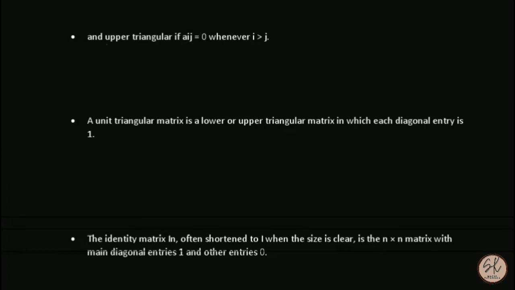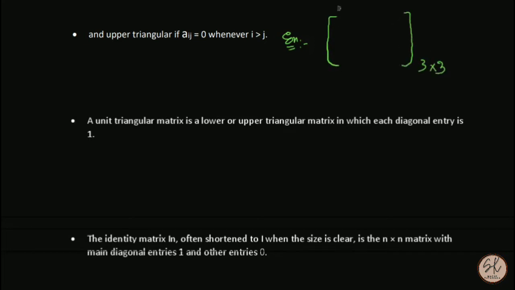The next type of matrix is the upper triangular matrix. Here Aij is equal to 0 whenever i is greater than j. For example, if I take a 3 cross 3 matrix and take the elements 1, 4, 2, 0, 3, 6 and 0, 0, 8. Here the upper triangular elements will be non-zero. Therefore this is called an upper triangular matrix.